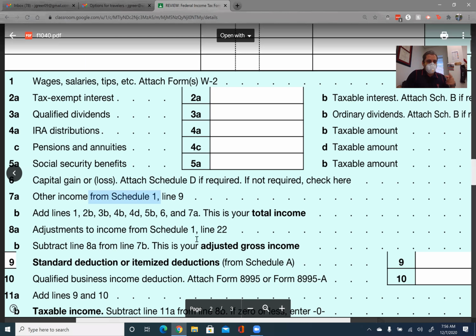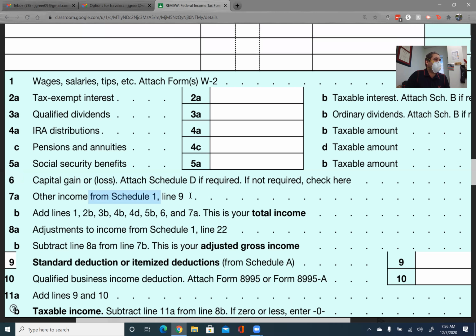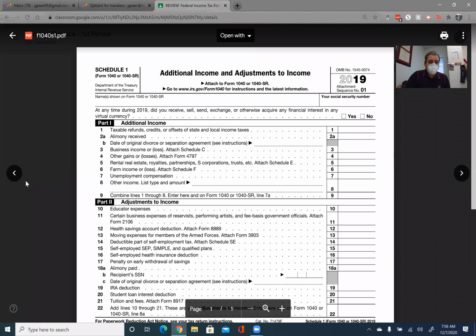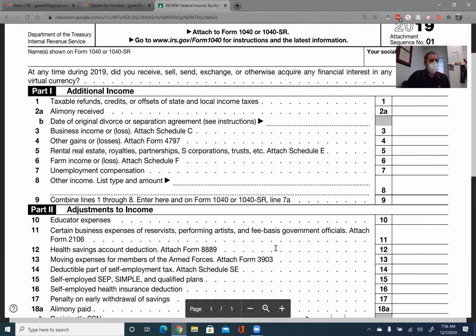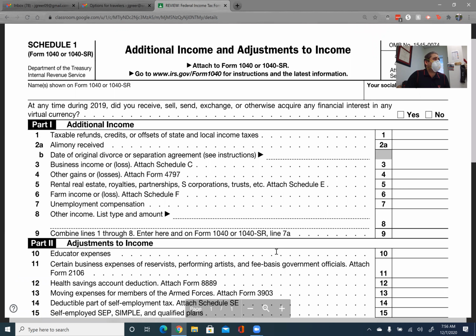First, let's go back here. Line 7a tells us other income from Schedule 1, line 9. So that gives us a little hint as to what we're doing here. Now remember, Schedule 1 originally was a part of the 1040, and so we wouldn't have to go to a separate document for this. But with changes in 2017, now we have to go to a separate form. Okay.